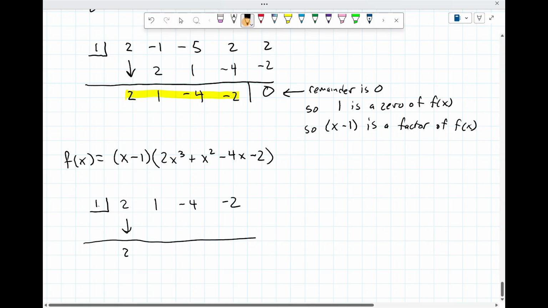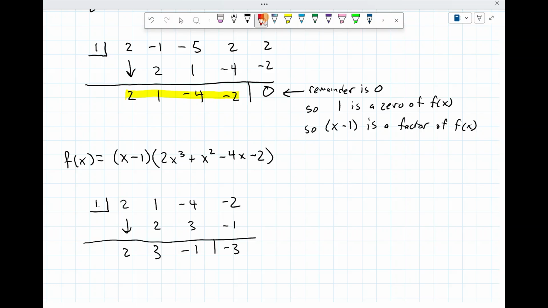Bring down the 2. 1 times 2 is 2. 1 plus 2 is 3. 1 times 3 is 3. Negative 4 plus 3 is negative 1. And 1 times negative 1 is negative 1. And we end up with a remainder of negative 3. Unfortunately, that didn't work. So we move on to the next number in our list, which is negative 1.